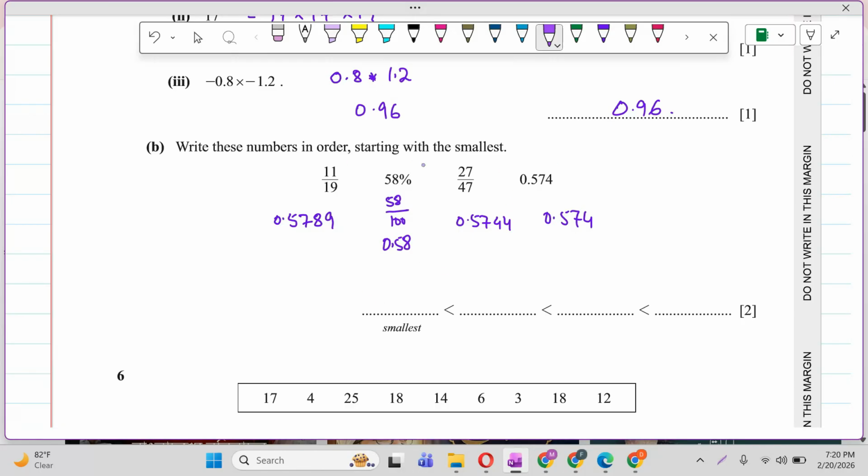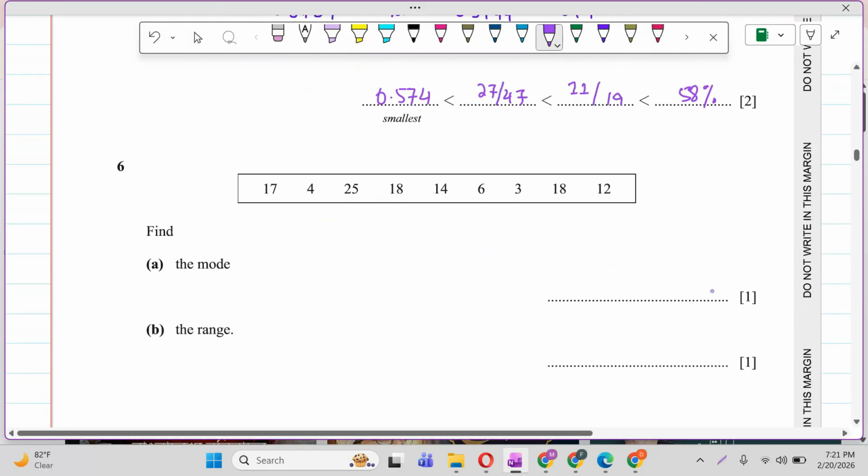We will write the original values. So 0.574 is the smallest, and the second smallest is 27 over 47. Then we will have 0.5789 and 0.58. So 0.58 is greater than 0.5789. So we will write here 11 over 19, then 58%.